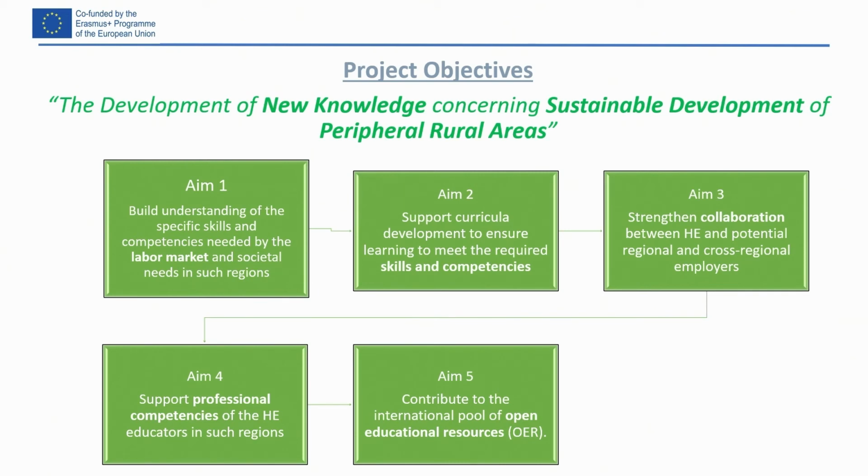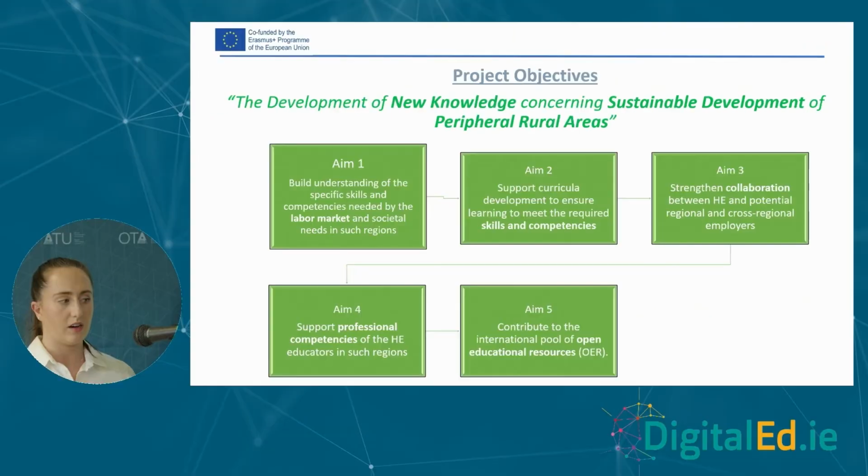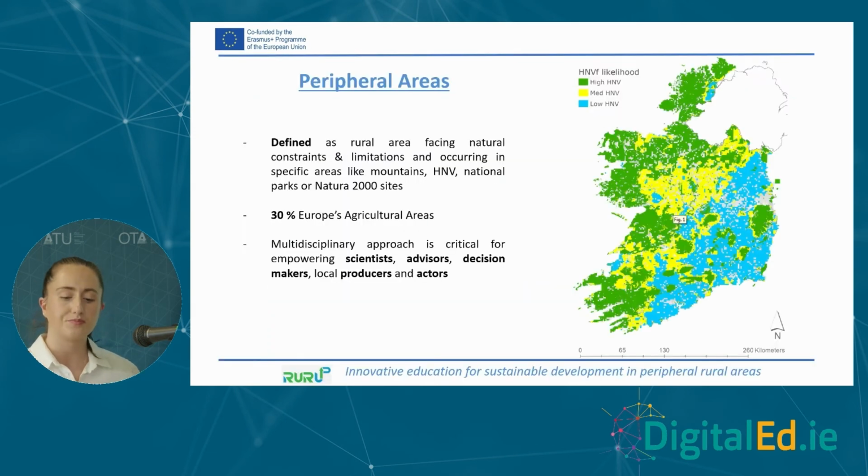The third is to improve the collaboration between higher education institutions and potential employers. The fourth is to also support the role of professional teachers and lecturers of higher education institutions in peripheral rural areas. And the fifth is to make all of the educational resources from the RURUP project openly available across open educational resources in Europe.